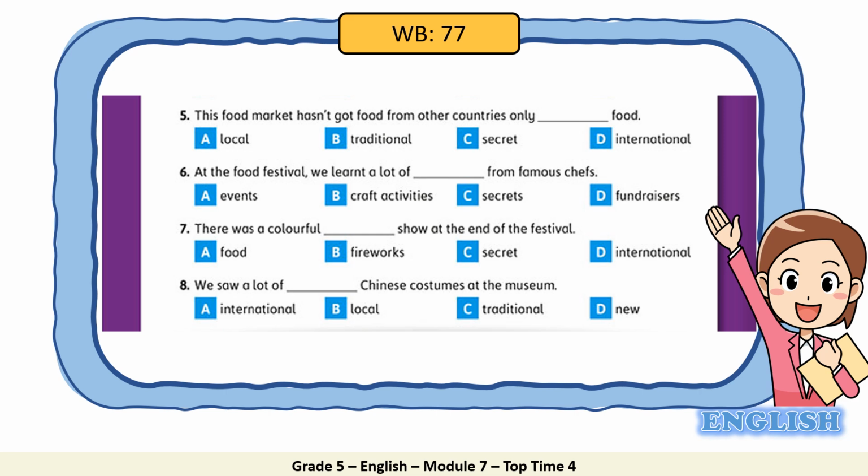Number 5. This food market hasn't got food from other countries, only local food. Number 6. At the food festival, we learned a lot of secrets from famous chefs. Number 7. There was a colorful fireworks show at the end of the festival. Number 8. We saw a lot of traditional Chinese costumes at the museum. Did you check all your answers? Good job!